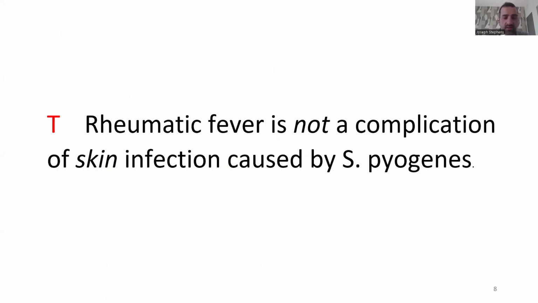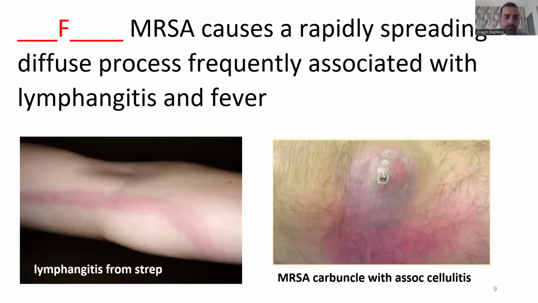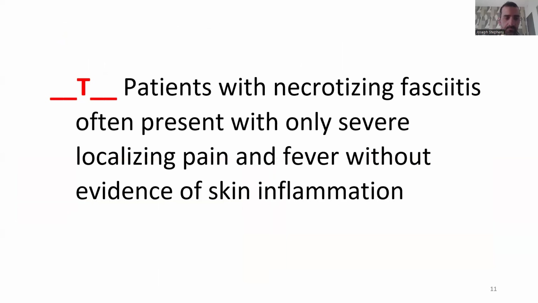True or false, rheumatic fever is not a complication of skin infection caused by Strep pyogenes. The answer is true. You can only get it from pharyngitis. True or false, MRSA causes a rapidly spreading diffuse process frequently associated with lymphangitis and fever. That's false. Strep soft tissue infections can cause lymphangitis and fever more typically, and Staph aureus tends to cause more carbuncles, folliculitis, furuncles, and abscesses that may require drainage.